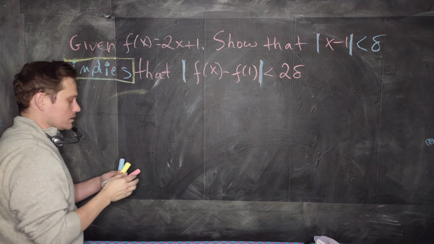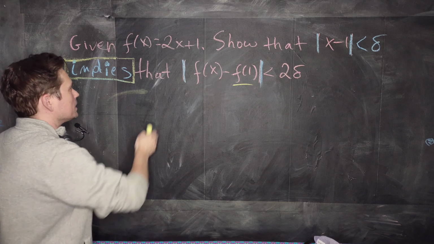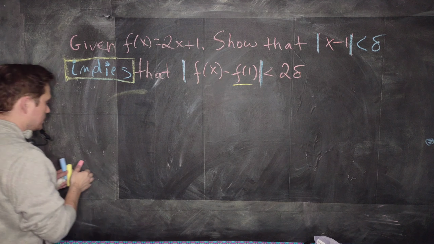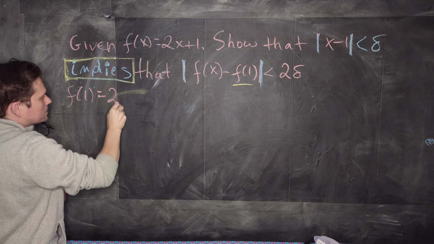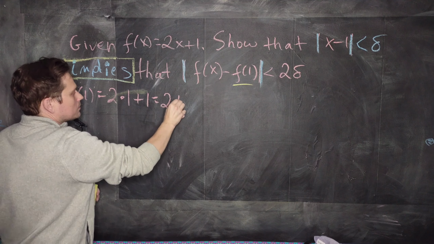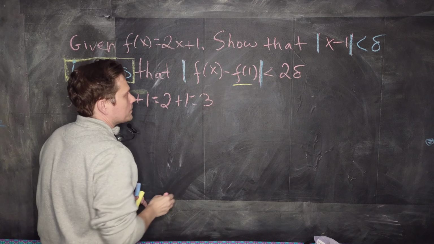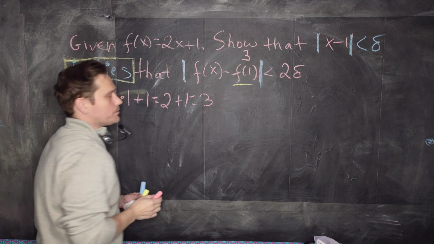Well, what can we compute? If you look carefully, we're given f of 1. We can compute that. It's really easy, right? You just evaluate the function. So let's do that here. So f of 1, we can find it's just 2 times 1 plus 1. That's going to give us 2 plus 1, which is 3. All right, so we know that this value here really is 3 in this position.